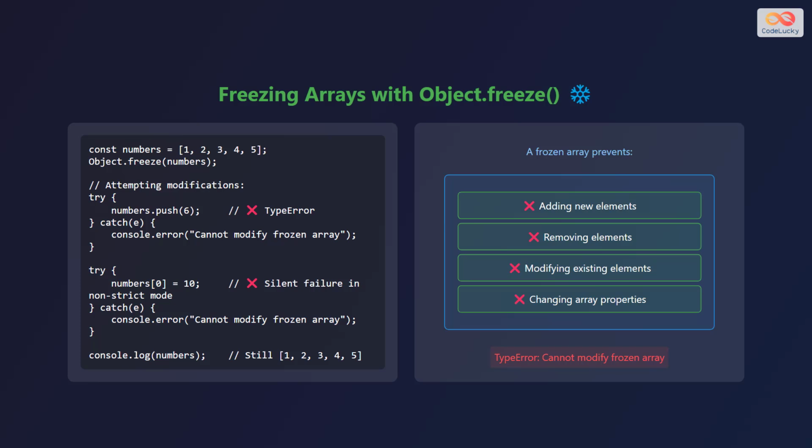Any attempt to do so will result in a type error in strict mode or a silent failure in non-strict mode. The original array will remain unchanged. So, freezing an array makes it completely read-only, which is useful in many cases. It prevents accidental changes to the array.